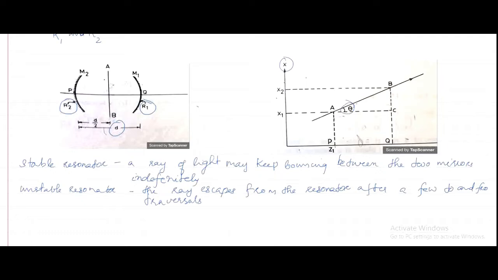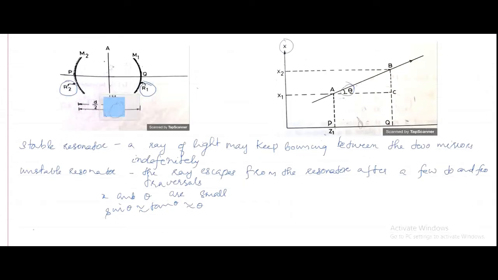Here we are considering only the rays which are traveling close to the z-axis and which do not make a large angle with it. And so under this approximation, both x and theta are small. And so we assume that sin theta is nearly equal to tan theta, which is nearly equal to theta.